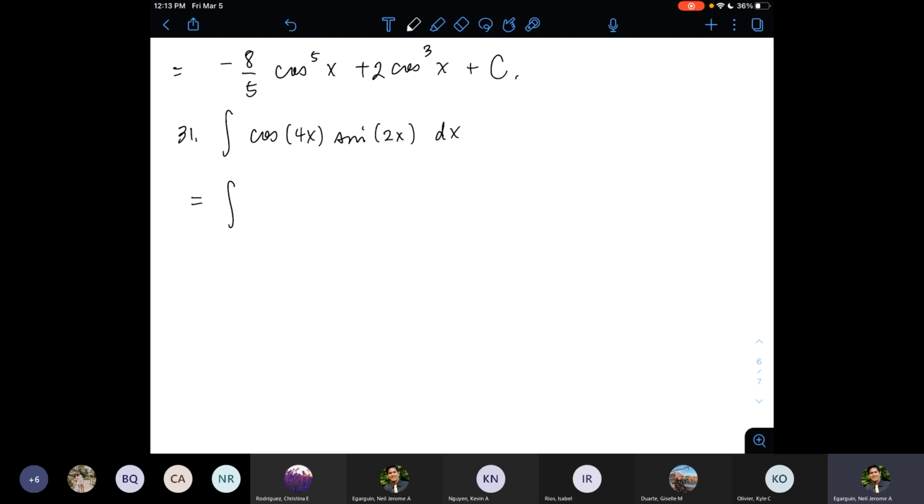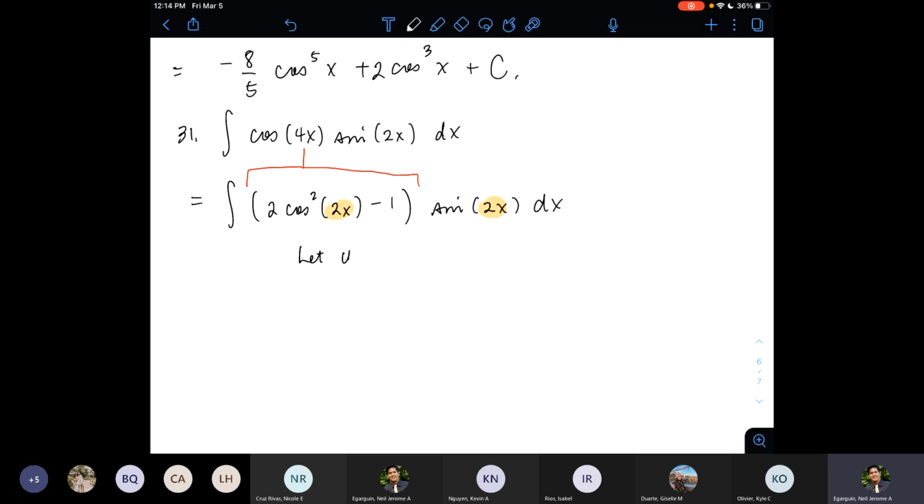Because the first step is to write cosine 4x using the double angle identity. So you can write it as 2 cosine squared of 2x minus 1. So basically, that's the double angle identity applied to cosine 4x, times sine of 2x dx. The nice thing about this is I can actually proceed with the u substitution right away, because you see the cosine has 2x inside of it, and the sine also has a 2x inside of it. So I can deal with that as long as they have the same arguments.